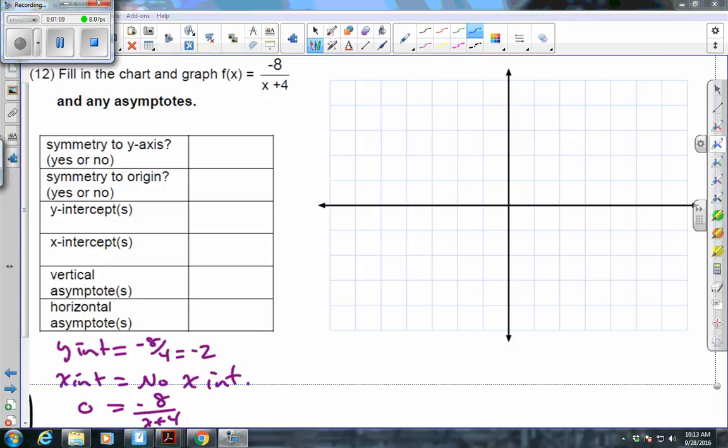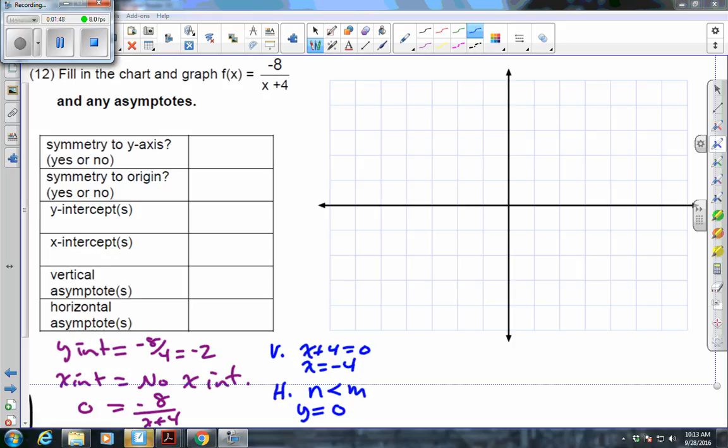Next step is to find the asymptotes. So we're looking for the vertical asymptotes. Those are going to be wherever x plus 4 equals 0, so x equals negative 4. Horizontal asymptotes are going to depend on what you're given. We know that n is less than m because of x to the 0 power and x to the first power. So therefore we have y equals 0 plus k. There is no k value.